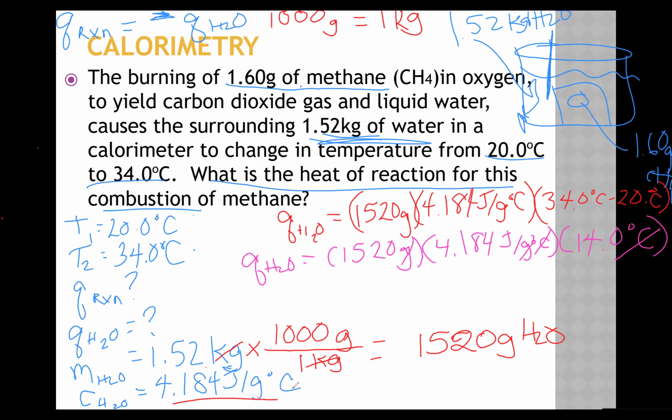So if I plug all of this in, I get 1520 times 4.184 times 14, 89,036 joules, because that's my 1 unit that's left. But I didn't want my Q of H2O. I wanted my heat of reaction.